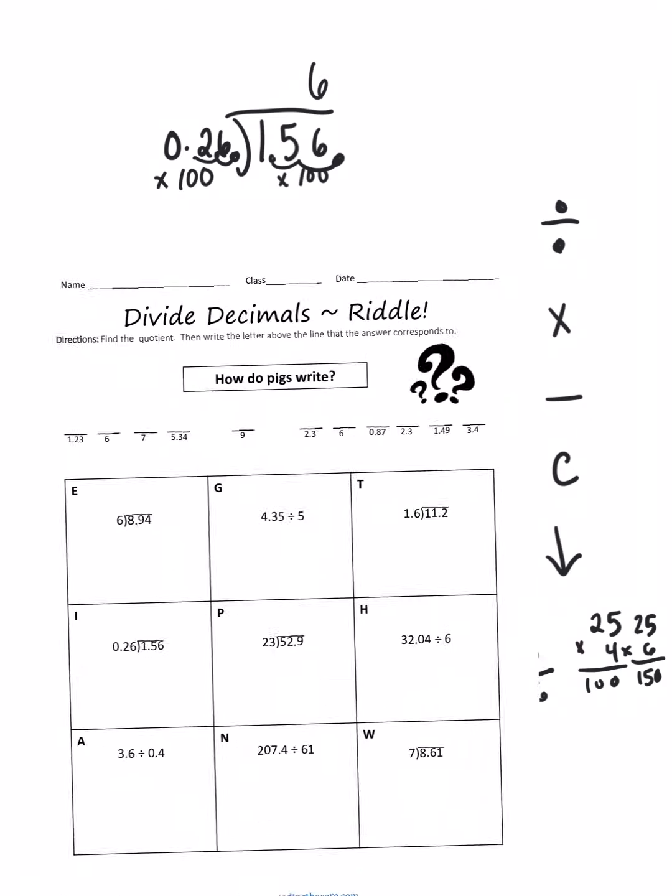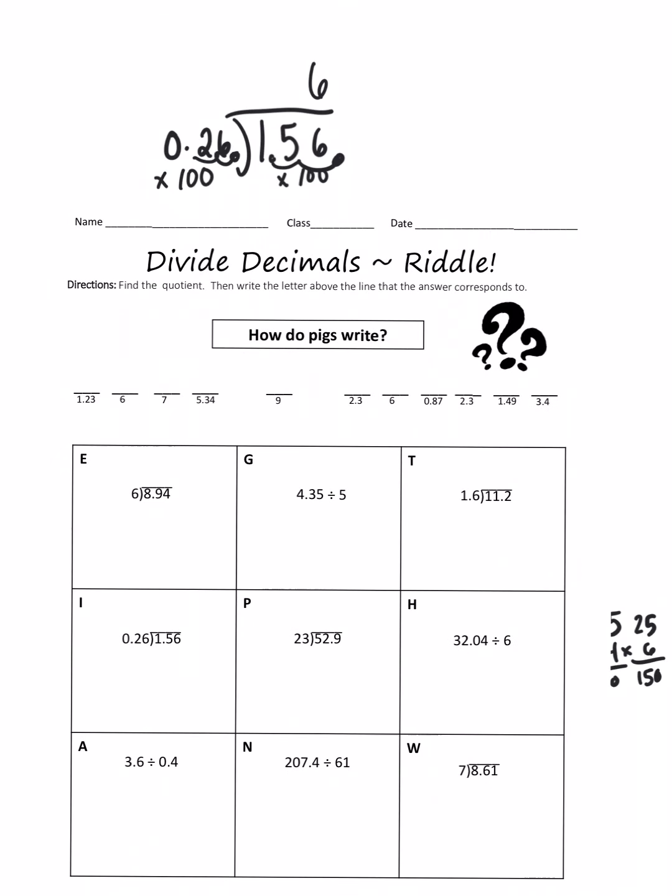So when I look at my clue sheet, I just have to find the number 6, and I'm going to add the letter I here. I think there's only one 6. Oh, there's 2 6s. Okay, there we go.